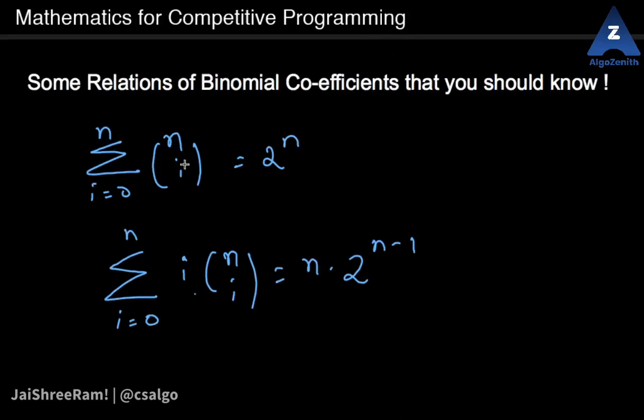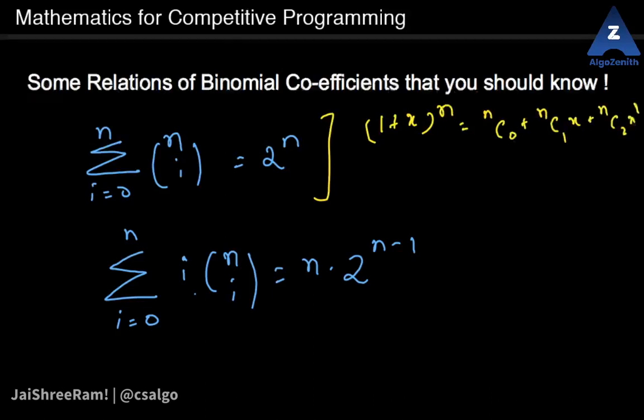The first one being summation of n choose i over i equal to 0 to n to be equal to 2 to the power n. Now how does this hold true? This is nothing but the binomial expansion of (1 plus x) to the power n. Okay, this will be nothing but n choose 0 plus n choose 1 x plus n choose 2 x square and so on, right? So if in this relation we put x equals to 1, we get n choose 0 plus n choose 1 plus n choose 2 and so on in the right hand side, and in the left hand side we get 2 to the power n, right? So with this binomial expansion theorem, you can prove this particular relation to be true.